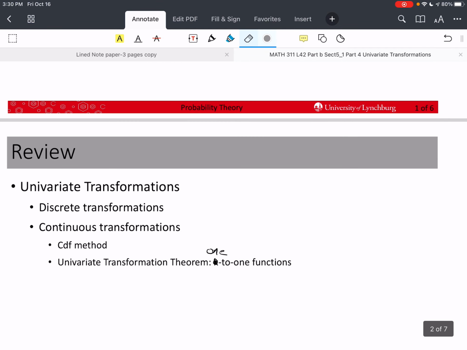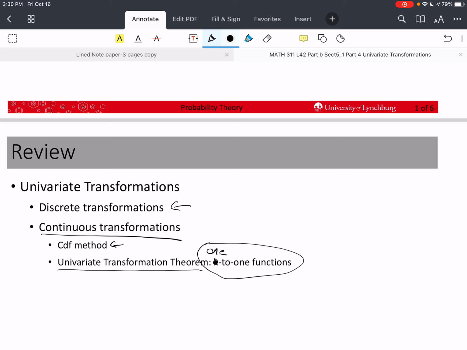So far, we've gone over how to do inverse transformations for discrete random variables, for which there is no theorem, but we know that if it's a k-to-1 relationship, then we have to add up probabilities. If it's a 1-to-1 relationship, then we simply map the probabilities 1-to-1 from x to y equals u of x, some function of x. Then for continuous random variables, we discussed the CDF method, and then the univariate transformation theorem for 1-to-1 functions, and we did a couple of examples there.